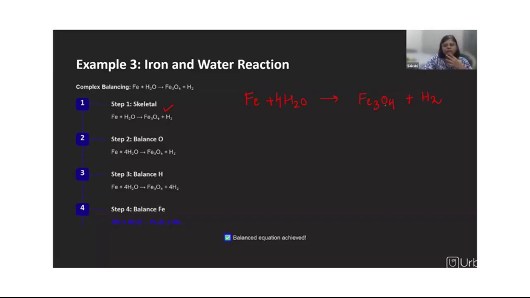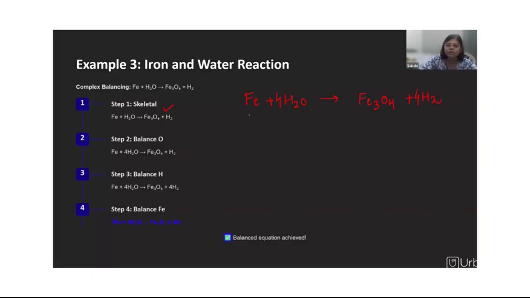But wait. What happened? Hydrogen became unbalanced. You see, there are 8 hydrogen atoms here, and here there are just 2. We need to change it. Simply, how can we change it? Let us make this 8, right? How can we make it 8? I'm going to add a 4 over here. Now let us check. Yes, our oxygens are balanced. We have 4 oxygen on both the sides.